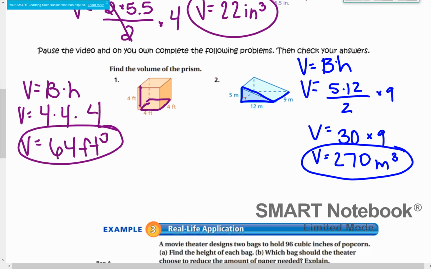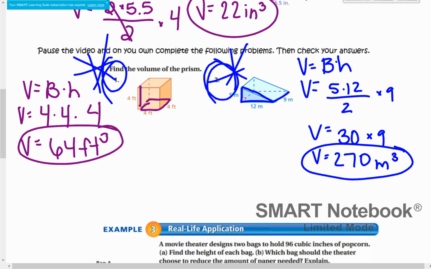If you made a mistake here and you can't find where you made the mistake, make sure you circle the number of the question or put a big star next to it or something so that you remember to raise your hand and ask me about it.